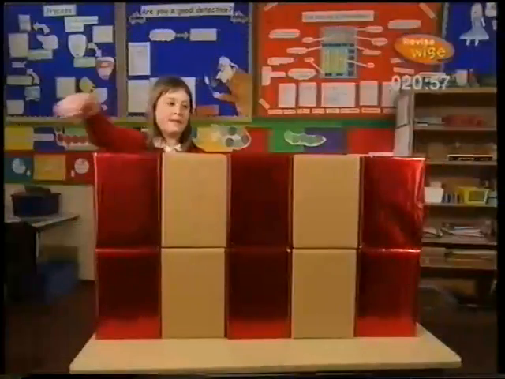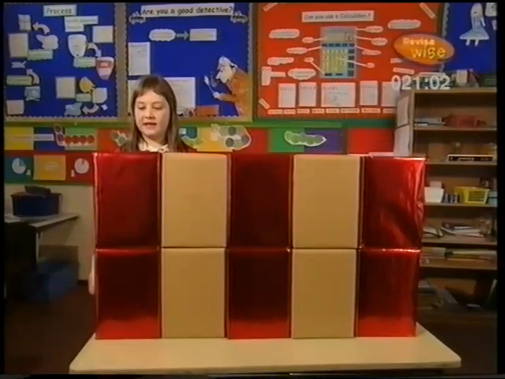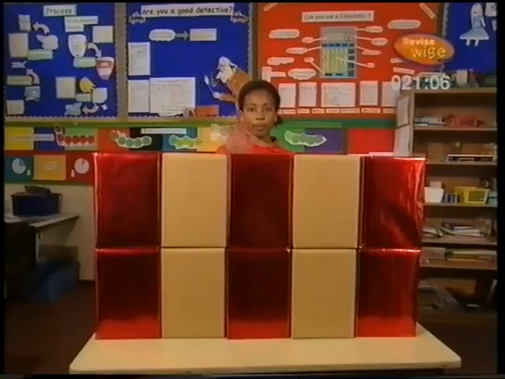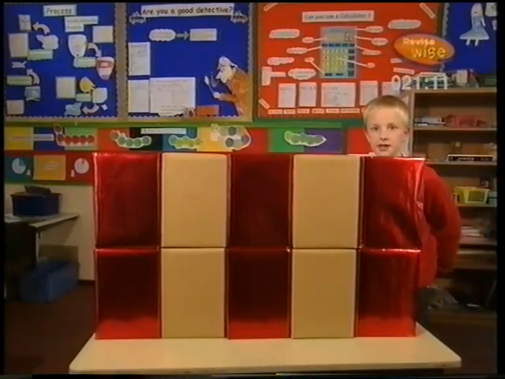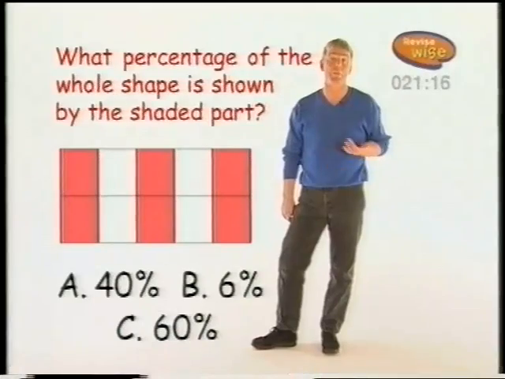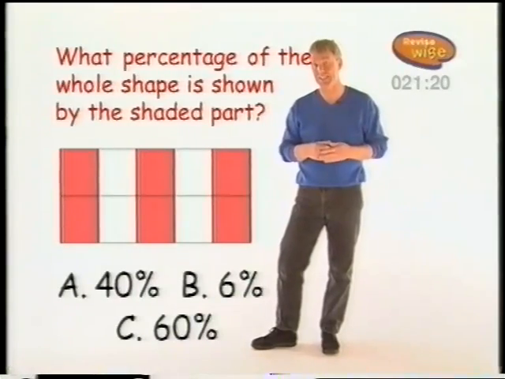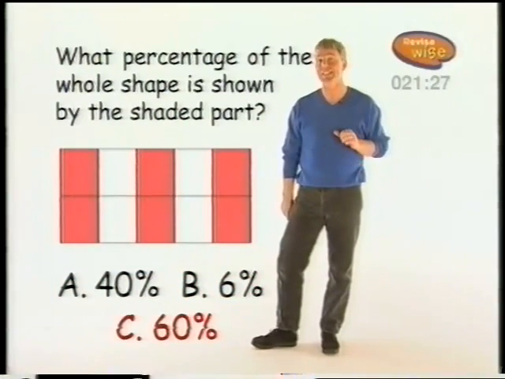Percentage means out of 100. There are 10 blocks in the whole shape, so each block must be worth a tenth. That's 10% of the whole shape. Count up how many of the blocks are coloured in. With each block worth 10%, that gives you the percentage. Back to our question. What percentage of the whole shape is shown by the shaded part? Is it A, 40%, B, 6%, or C, 60%?